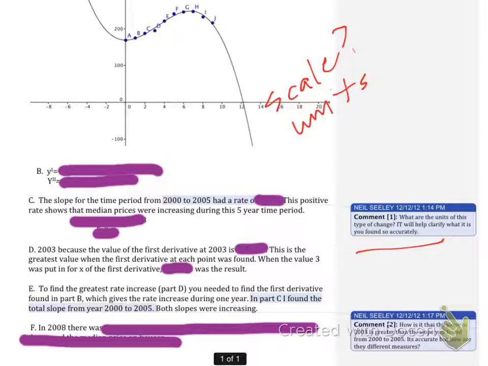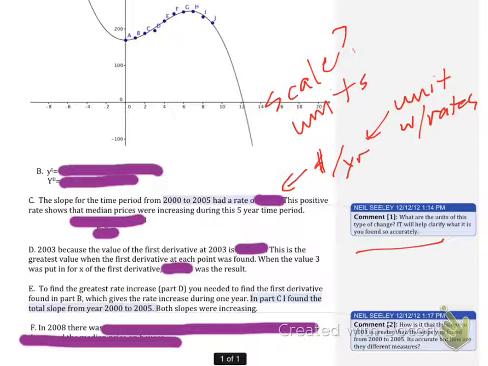So if a student gave me some kind of output for the slope in the time period 2002 to 2005 had a rate of, what I was missing was dollars per year. That's something that when you do a rate, this is the unit that goes with rates in this particular project. So that's something that I mentioned to the student in addition to what's on the sheet that you see here.